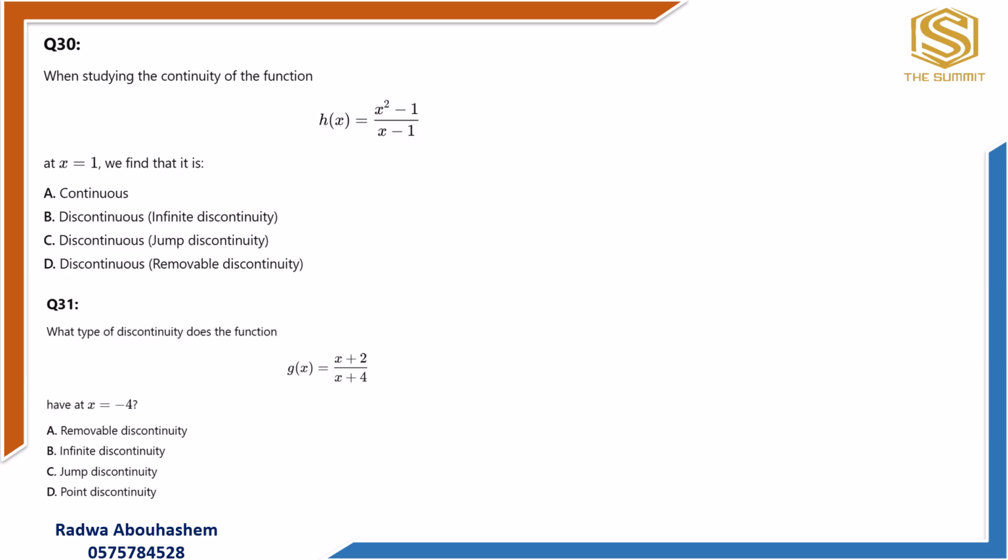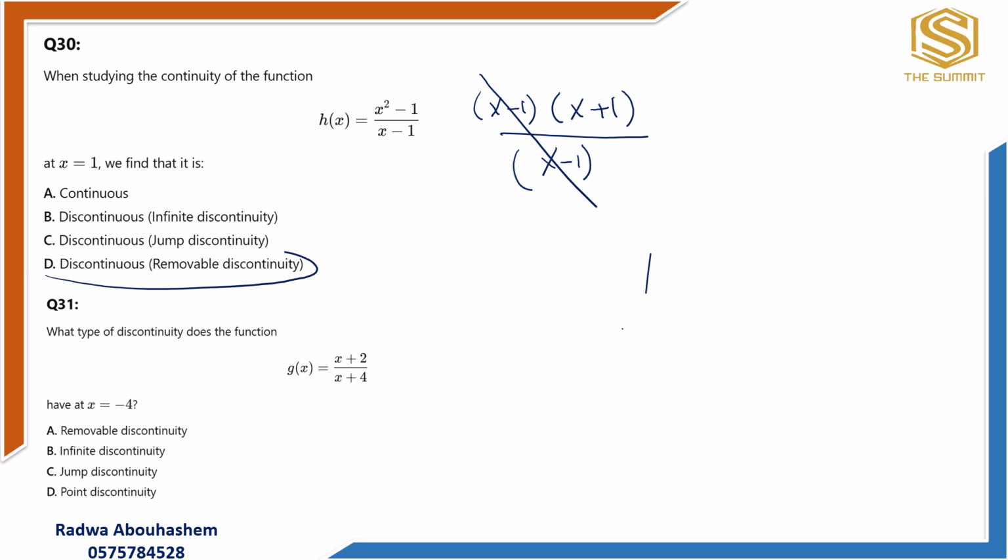Okay, here we have question 30. Which type of discontinuity do you have? Let me factorize this one first. It's x minus 1 times x plus 1 over x minus 1. I could cancel this one. If I could cancel a factor, this means I have a removable discontinuity. So choice D.